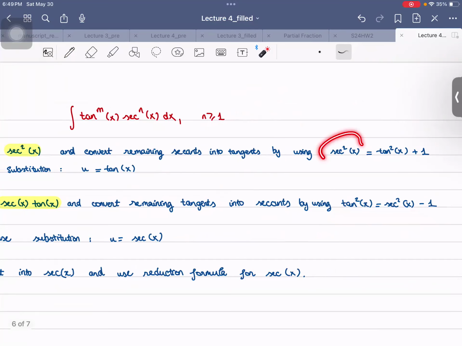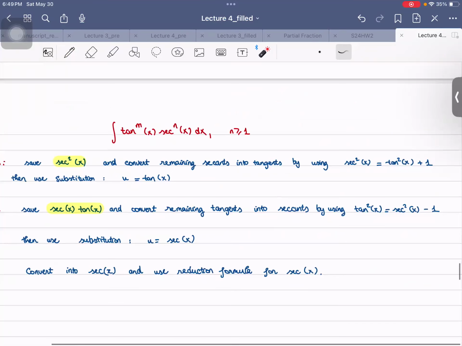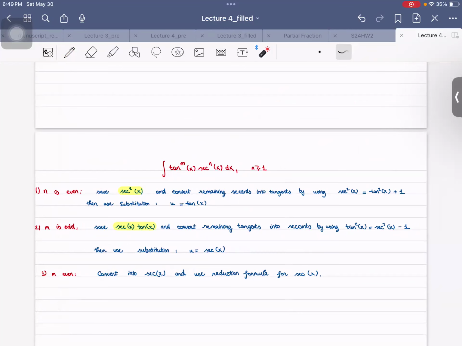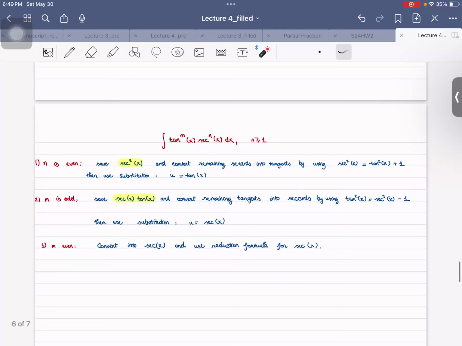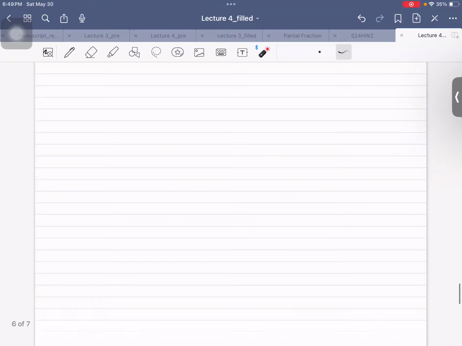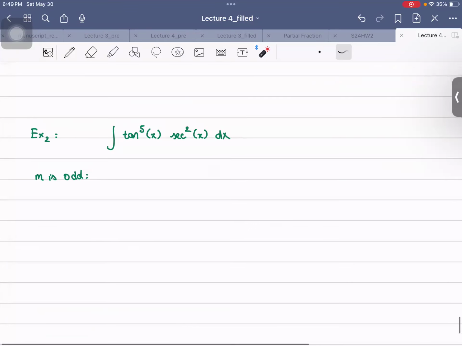That means over here I have secant square equals tangent square plus 1, so tangent square is secant square minus 1. Again, you see an integral that contains tangent and secant, and the power of tangent is odd. Then I want you to save secant times tangent, convert the remaining tangent into secant, and then do the substitution u equals secant of x. So up here, I see an integral that contains tangent and secant, and the power of tangent is odd.